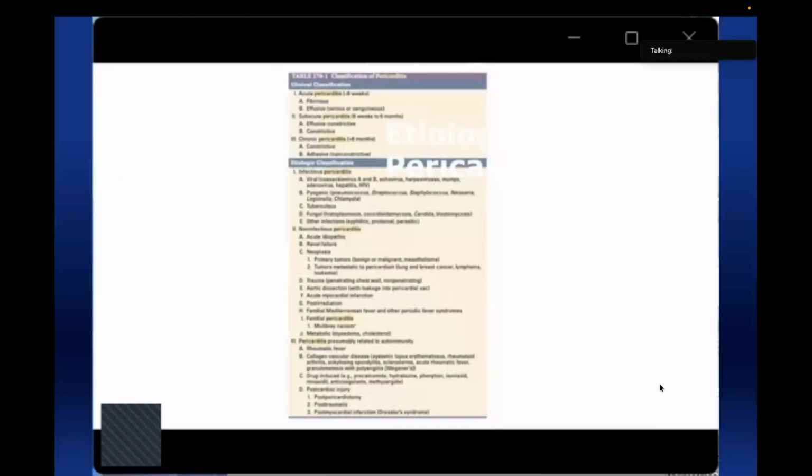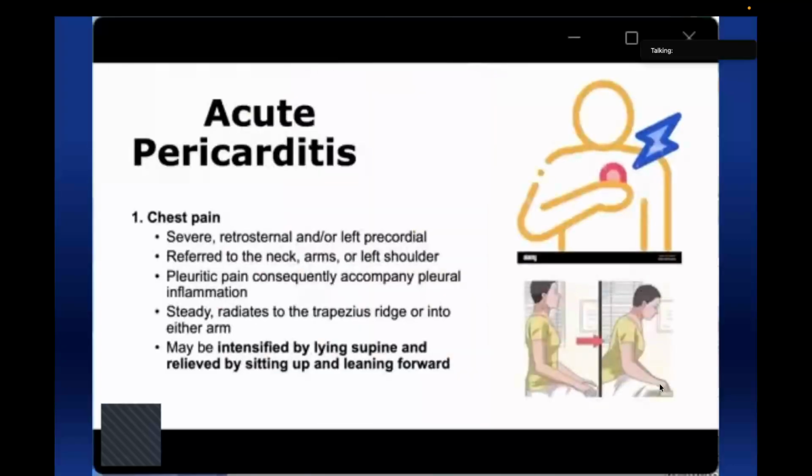So this is the classification of your pericarditis. As you can see here, the etiologic classification. There are a lot of diseases that can affect your pericardium. Notice here that you have infectious pericarditis, and there are also non-infectious causes of your pericarditis. Okay? And also pericarditis presumably related to autoimmunity.